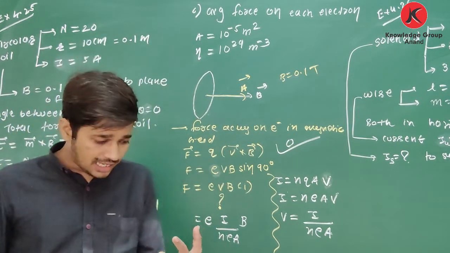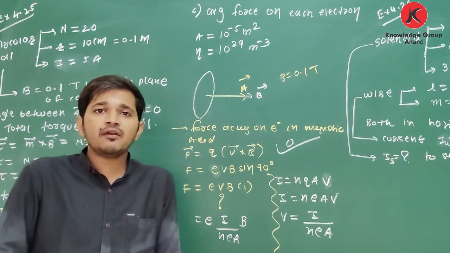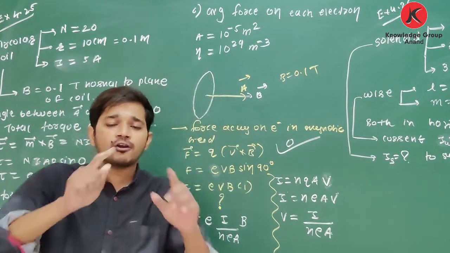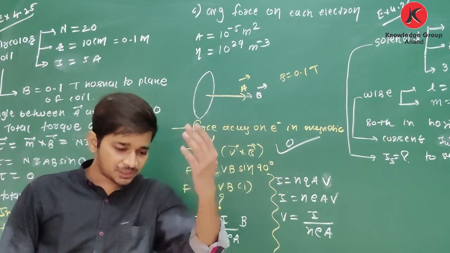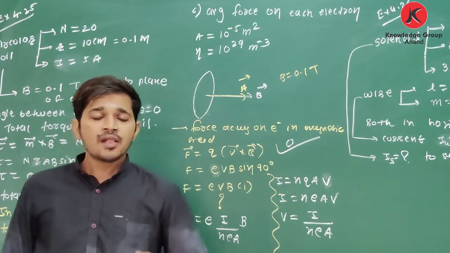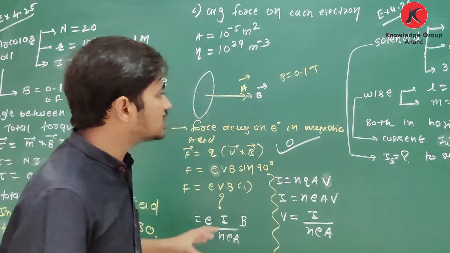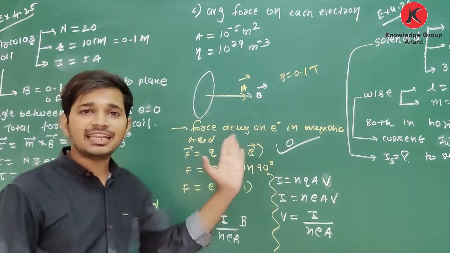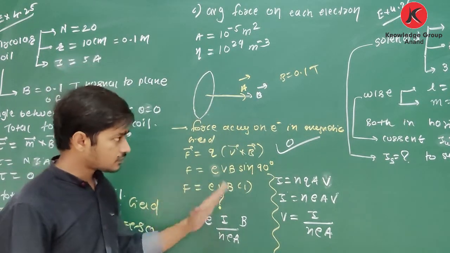I'll suggest one thing: make one notebook only for formulas. Chapter 1 formulas, chapter 2 formulas, chapter 3 formulas. Then whenever you solve MCQs, you can link between such questions.